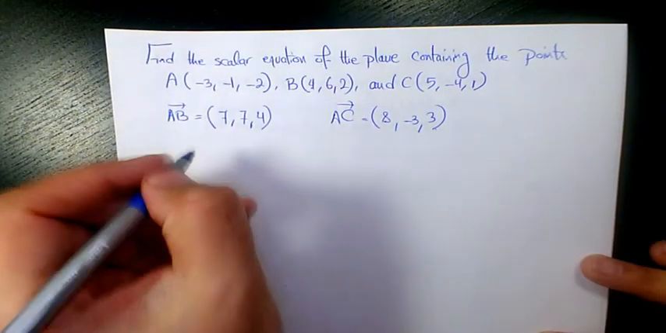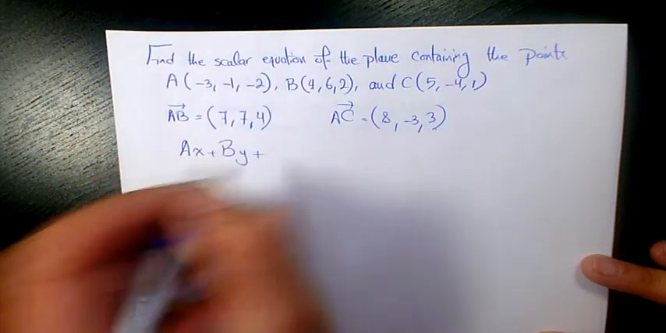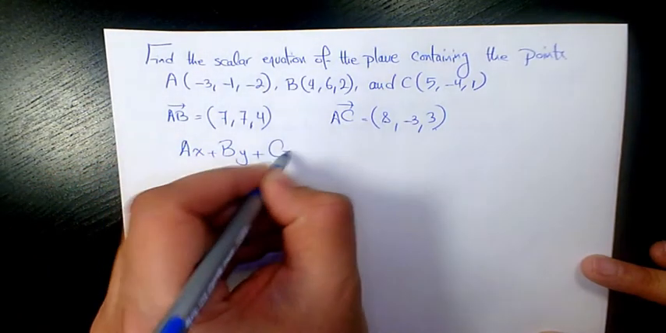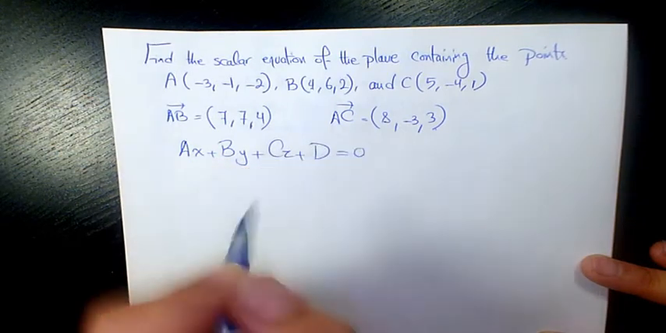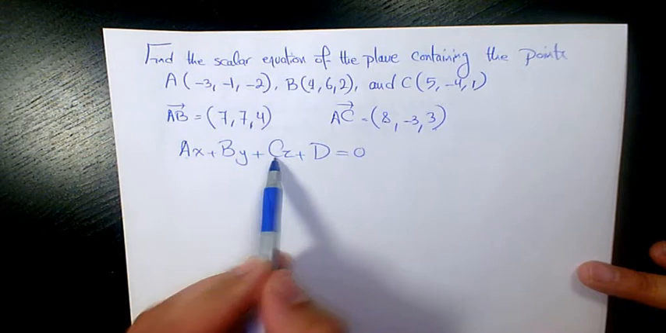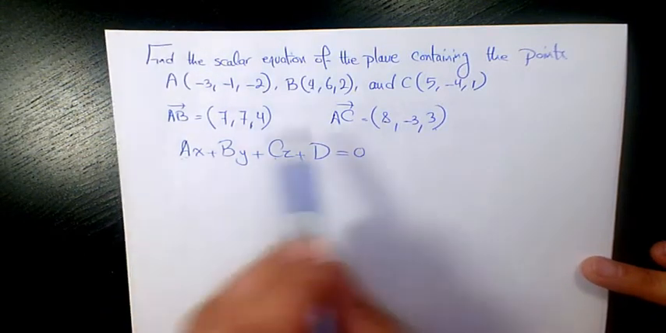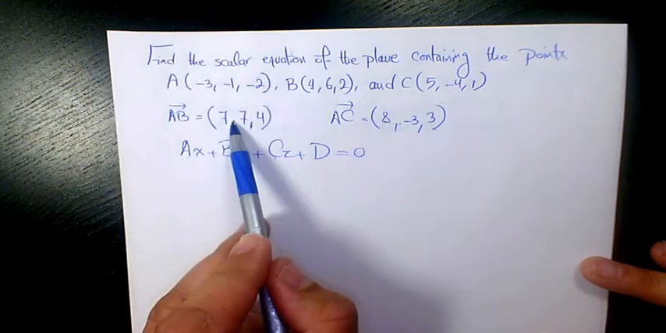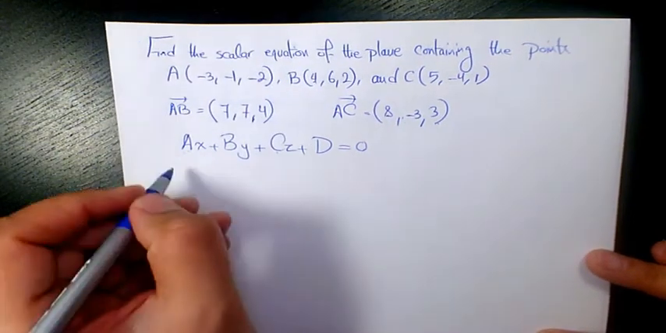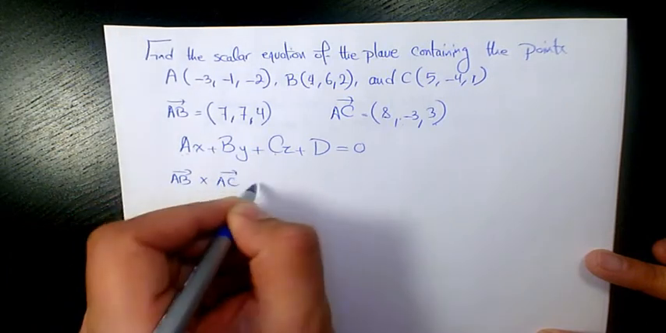In order to write the scalar equation of the plane, we need ax plus by plus cz plus d equals 0. A, B, C are the components of the normal vector, so we need to find the normal vector. In order to find the normal vector, we need to find the cross product of these two. So, AB cross AC.